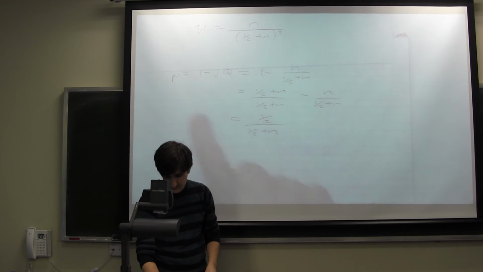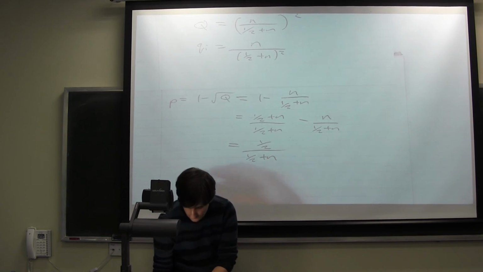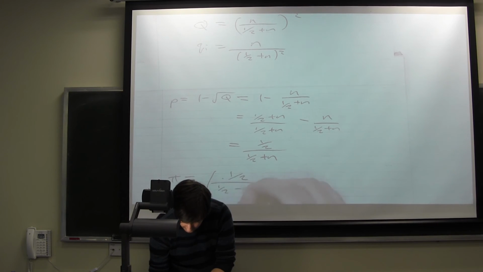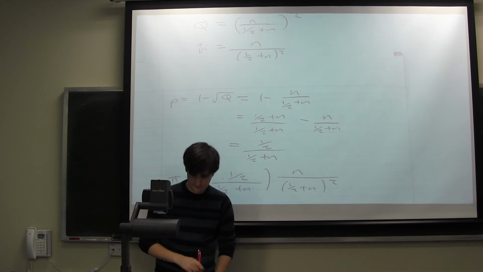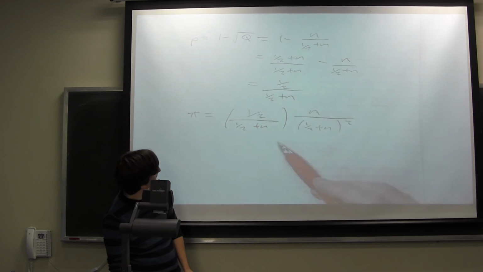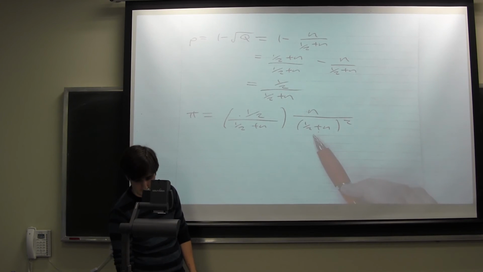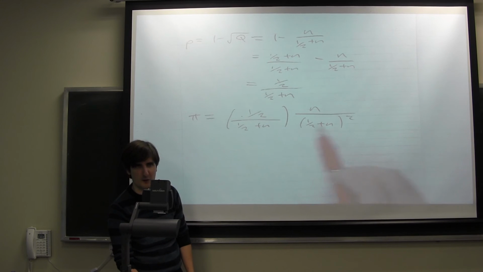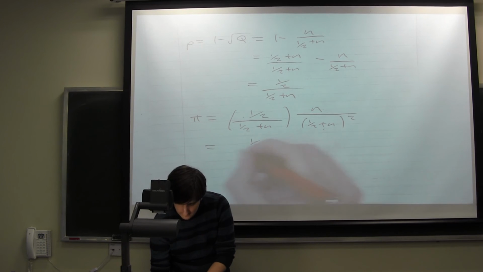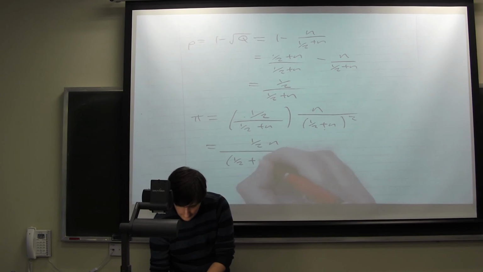Okay, so we know our price, we know the quantity. So the profits are price times quantity. So it's half over half plus n times quantity, which is n over half plus n, all squared. Okay, so we've got half plus n here, half plus n there. So in total we've got 3 copies of half plus n. Okay, so this is half n over half plus n, all cubed.